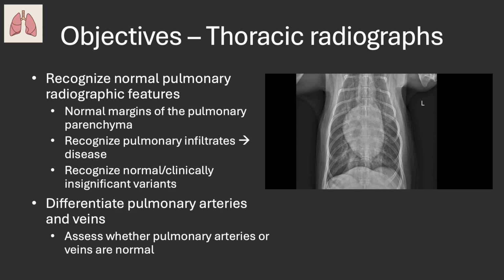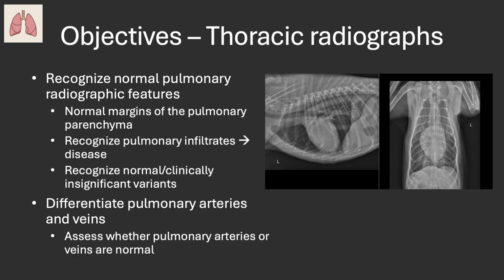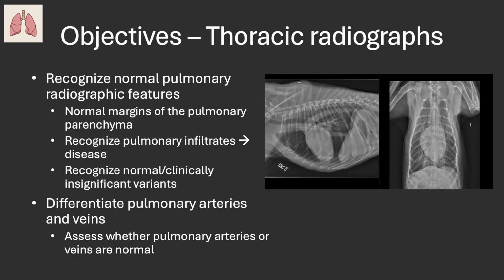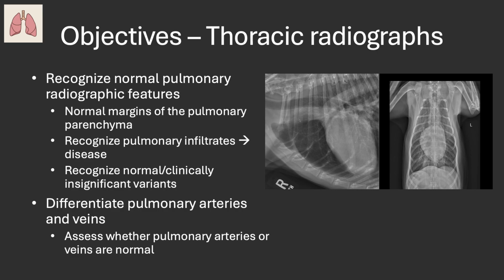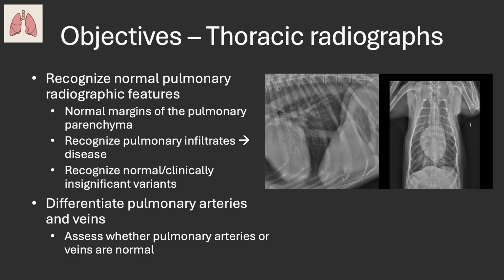Another objective of this video is to differentiate pulmonary arteries and veins and provide guidelines for assessing these vessels on thoracic radiographs. Recognition of pulmonary vessel abnormalities on thoracic radiographs can be key findings that strengthen your confidence in diagnosing certain diseases on thoracic radiographs.